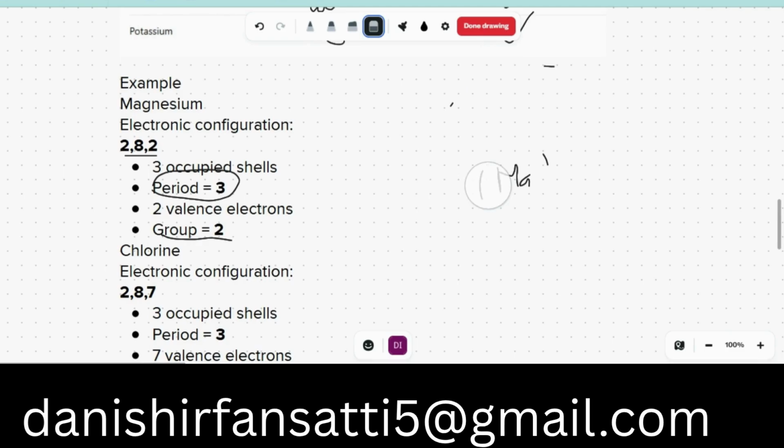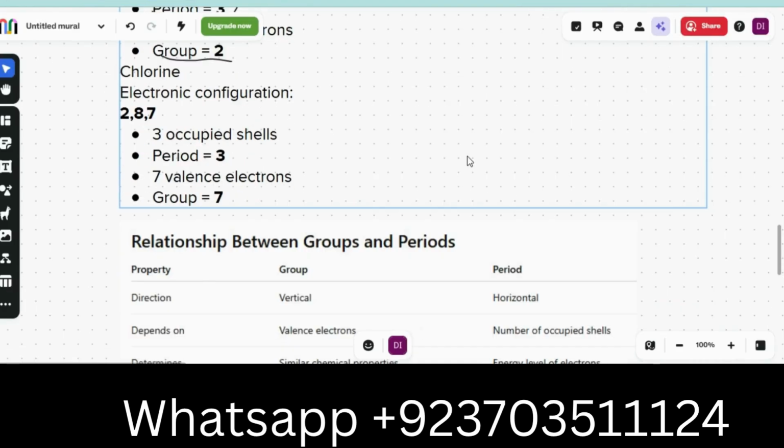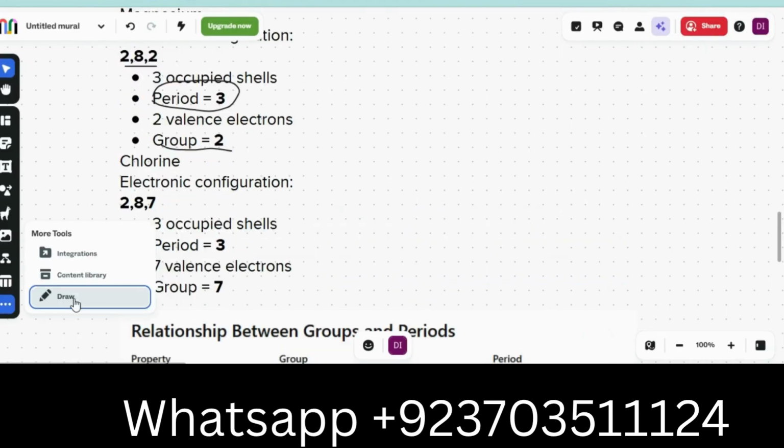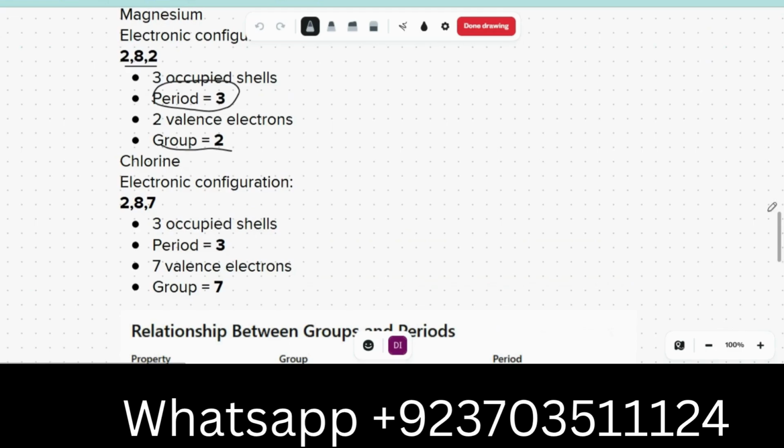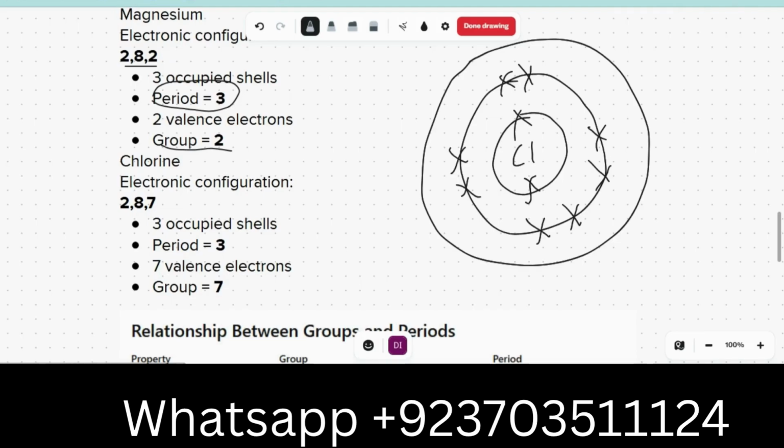Now, what happens with chlorine? I will draw it for chlorine. That example will help you a lot. Chlorine has 17 electrons. So we need 3 shells. Why? Because there are 2 electrons in the first shell and 8 electrons in the second shell. We cannot have more than 8 electrons in the second shell, so we have to move to the third shell. So it has 1, 2, 3, 4, 5, 6, and 7. That is 7 electrons.